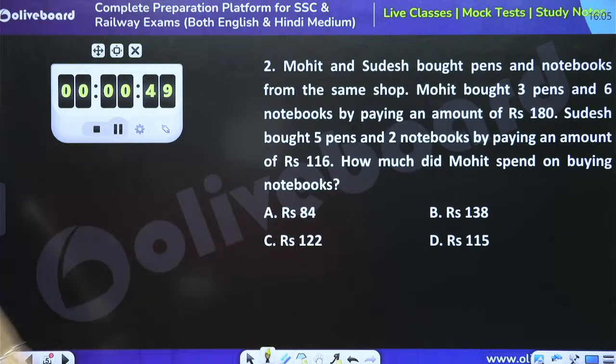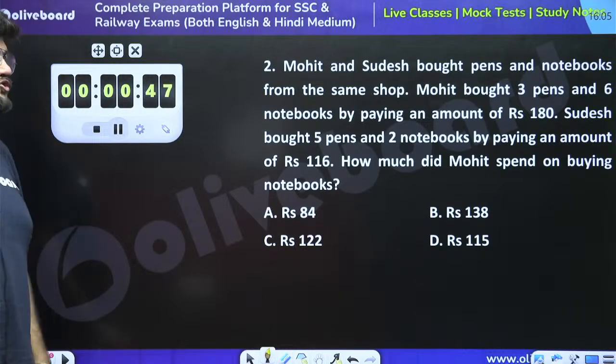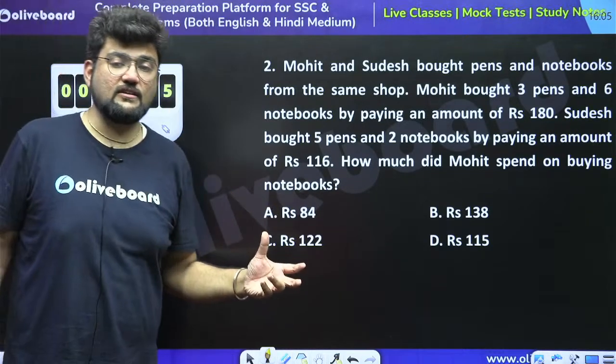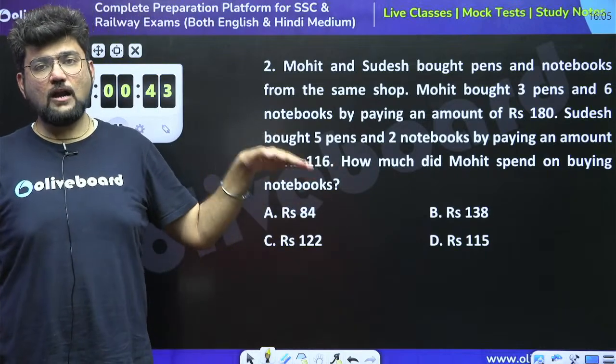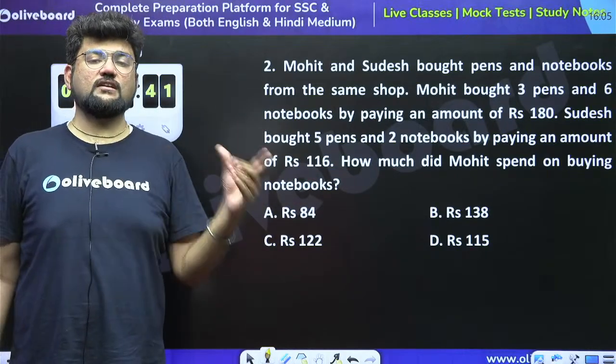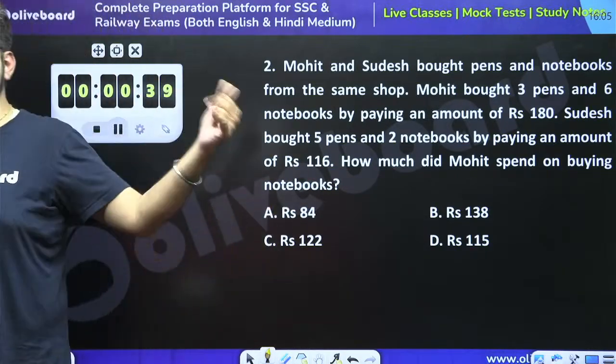This is a simple linear equation, quant based question, but I'm not trying to teach you quant, as I'm repeatedly saying in my sessions. These questions are actually a part of arithmetical reasoning section of the reasoning part, right? Simple basic arithmetic questions.